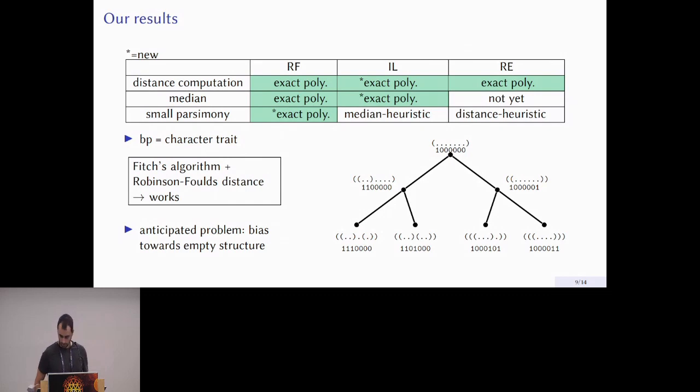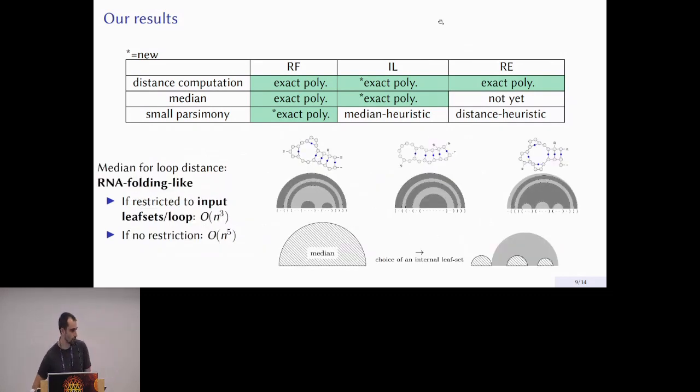And for this reason, we work with the internal leaf set distance, for which we provide an algorithm for the median. Okay, and if you're familiar with the RNA folding algorithm, this algorithm for the median under the internal leaf set distance works a bit similarly. So as I said in the introduction, for the median problem, you're given a bunch of structures.